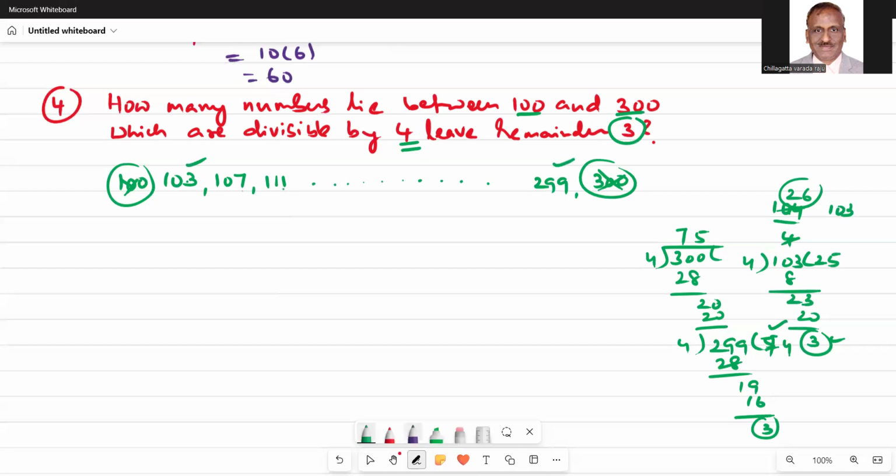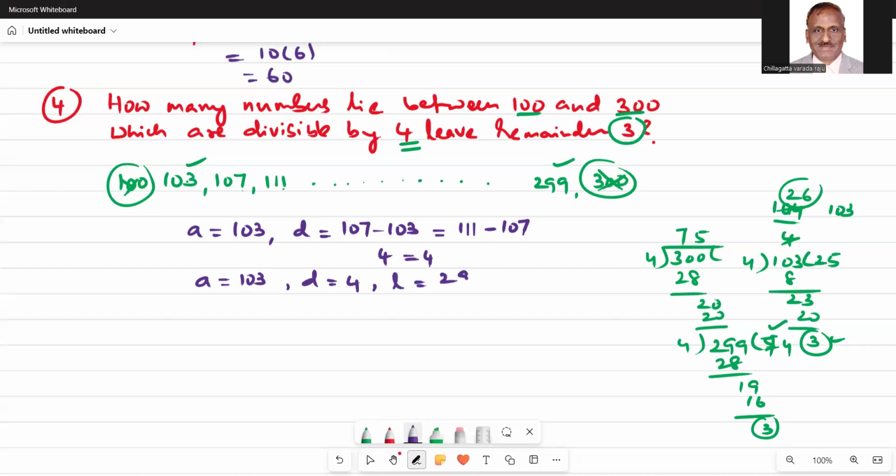So let me write what is our A here? A is equal to 103. Common difference D is equal to what? 107 minus 103 is equal to 111 minus 107. So 107 minus 103 is 4, and here also 4. So D is equal to 4. And A is equal to 103, D is equal to 4, and the last term is 299. L is equal to 299.